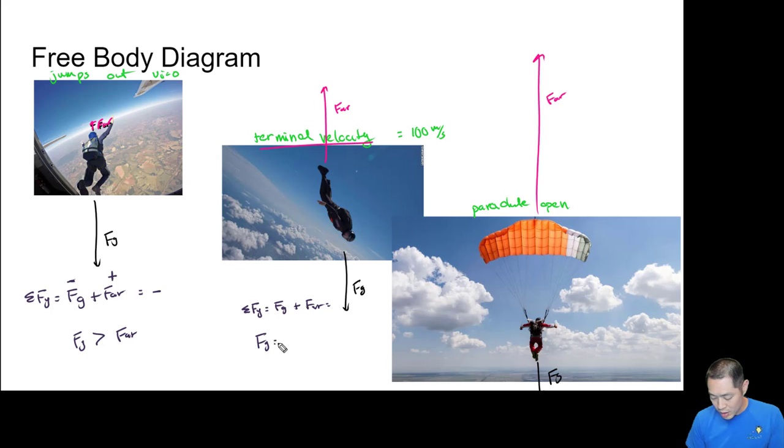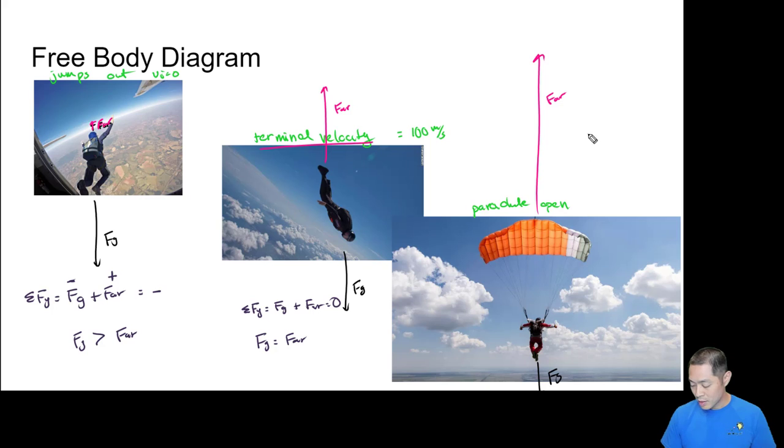Here, Fg is equal to AR. Remember, they're equal and opposite, so these two together will still give us 0, right? Negative Fg plus that one will give us 0. That's why we have a constant velocity: we have 0 acceleration.